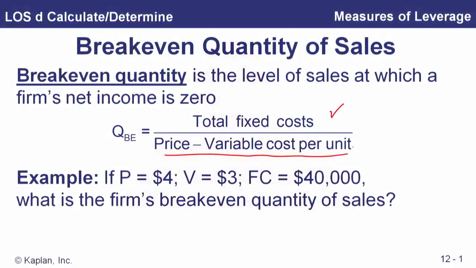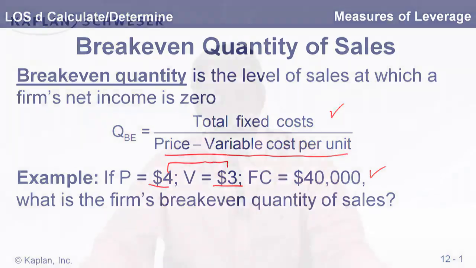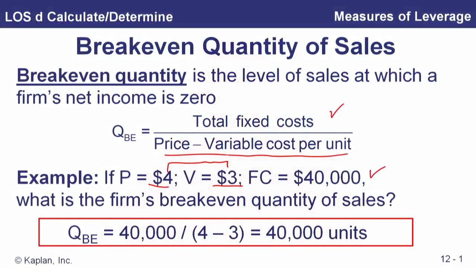So looking at a new example with a price of 4, variable cost per unit of 3, and fixed costs of 40,000, what is the firm's break-even quantity of sales? Before we even look at that, just think about it for a minute. Every time we sell one, our variable costs take $3 of that. We have $1 left over to cover fixed costs. Well, at $1 a unit, how many units do you have to sell to cover $40,000 of fixed costs? That's no puzzle right there. It's 40,000 units. So there's our break-even quantity.